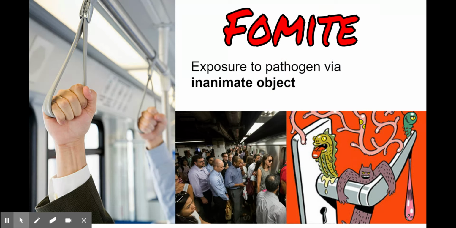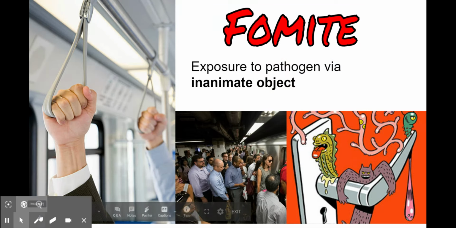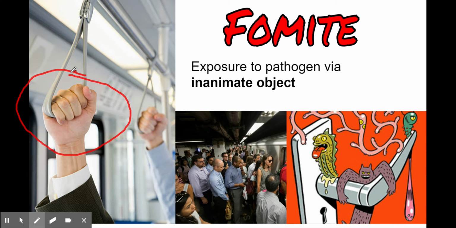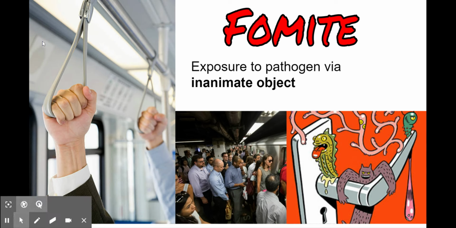Fomites are why I recoil in terror when I see this. I don't like that. The reason I don't like that is because of fomites. Fomites are a big issue right now with the pandemic because that is one of the ways that it's spread. This is why everyone is going around saying, hey, wash your hands. Did you wash your hands? How many times have you washed your hands?